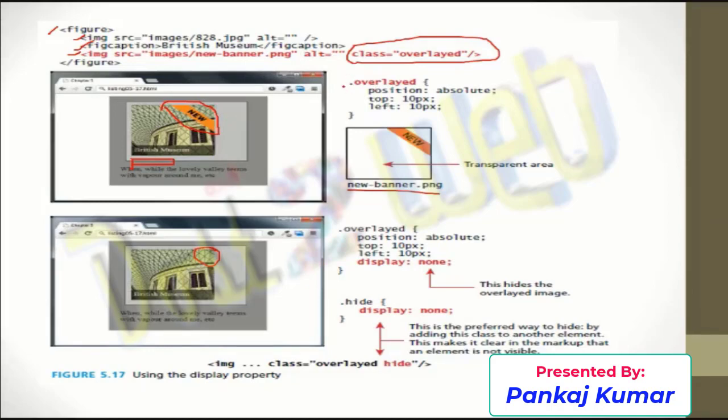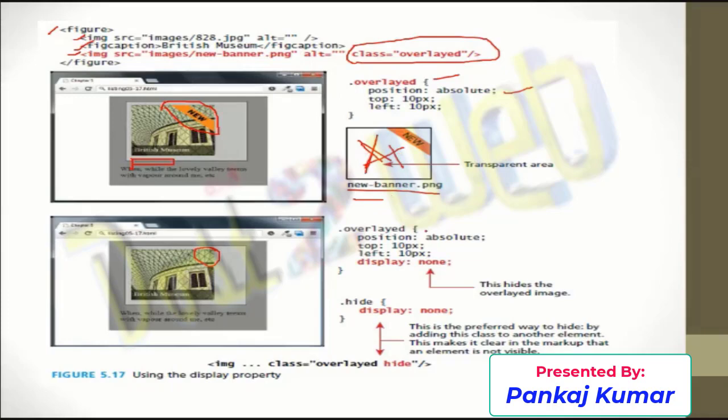Then in the CSS you have to define the overlay. Position is absolute because you are going to do absolute positioning. So top 10 pixels and left 10 pixels, from the top and left. This is your banner, and the remaining area is actually a transparent area. Now you can add any image.